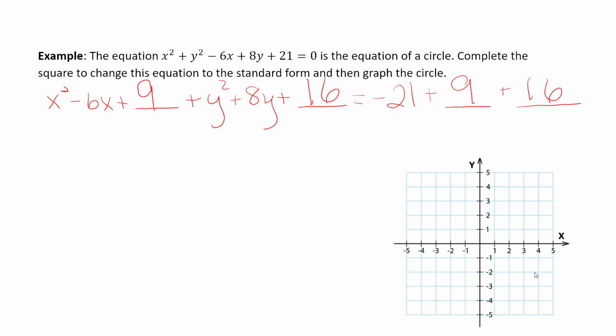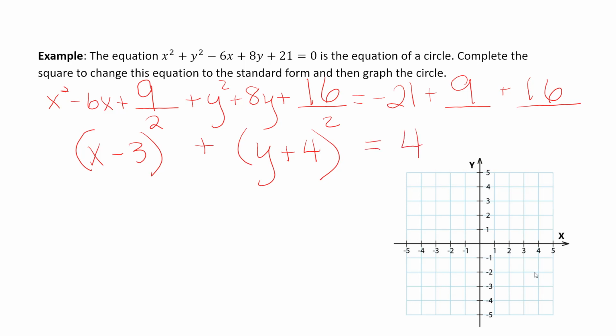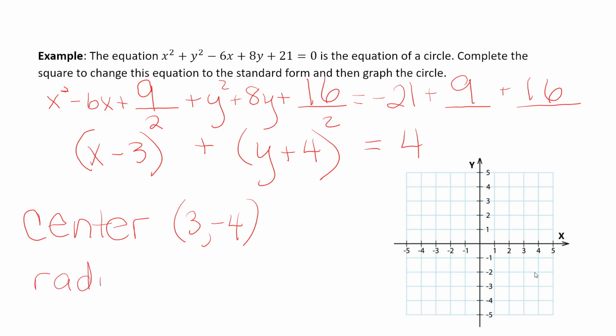And now I can rewrite the left side as 2 perfect square binomials. So the first one is going to be x minus 3 quantity squared. And then the second one is going to be y plus 4 quantity squared. And if I add up the right side, that's going to add up to 4. So now I have my circle in standard form, and I can see what the center and the radius are. The center is going to be 3, -4. And the radius is going to be the square root of 4, which is 2.